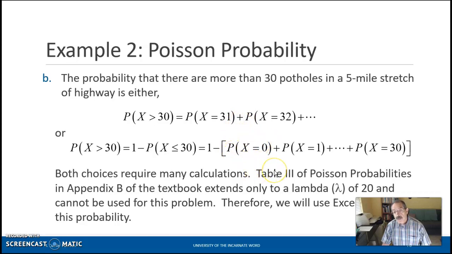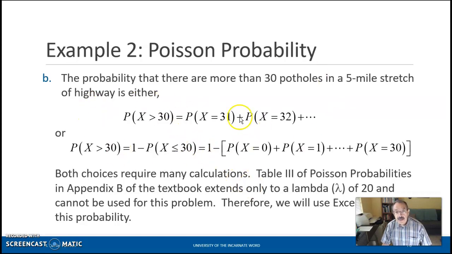And if you rely on the tables that the book provides in Appendix B, well, we cannot solve this problem with those tables because they only go up to a lambda value of 20. So in this case, we have to rely on some software package. Here, we'll use Excel to calculate this probability.